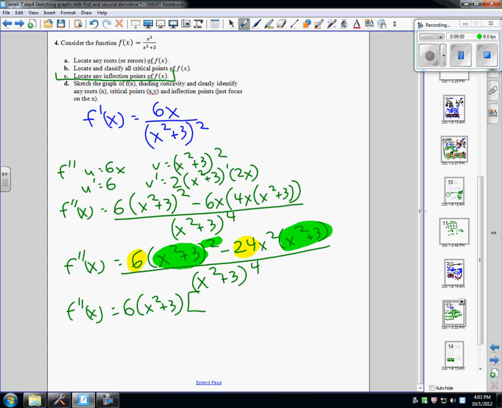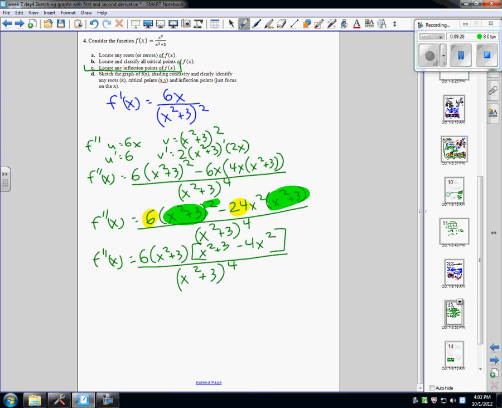Let's see what we have left over. If I already took the 6 out, I don't have any more 6s, but I do have one of these guys left, one of the green blobs. If I take a 6 out of 24, that's going to be a minus 4x squared. Hey, that's it, because that green blob already took out x squared plus 3, all over x squared plus 3, all raised to the 4th. This is where algebra helps you guys. I'm just telling you it now. Second derivative again. Let's see what I get.